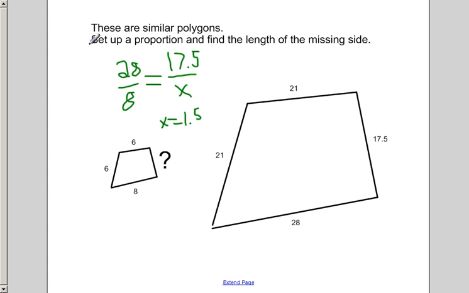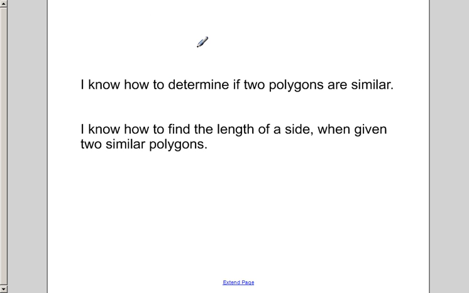All right, so you can turn that in, and I'll check your work and just make sure that you're able to figure this out and that you're on the right track. So in conclusion, now you should know how to determine if two polygons are similar, and you should also be able to say that I know how to find the length of a side when given two similar polygons.